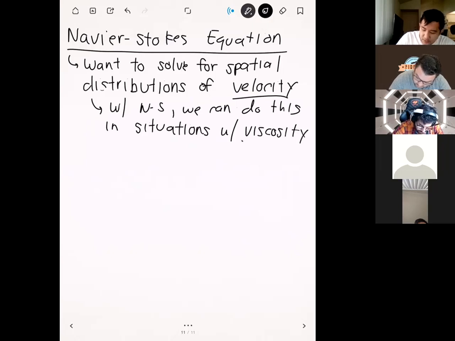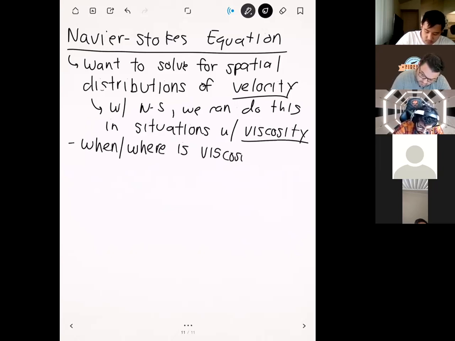Okay. And viscosity is really important. Most of the time in this class we've been ignoring viscosity, but it's actually going to be really important for things like this. So where is viscosity important? That's the first question we should ask. Or in other words, what are the situations where we need to apply Navier-Stokes versus potential flow.